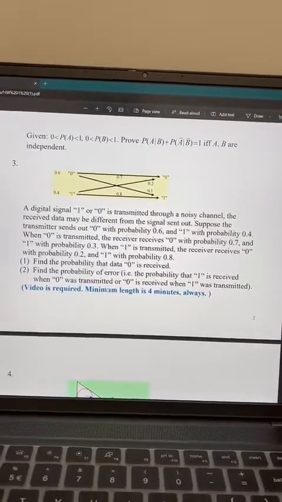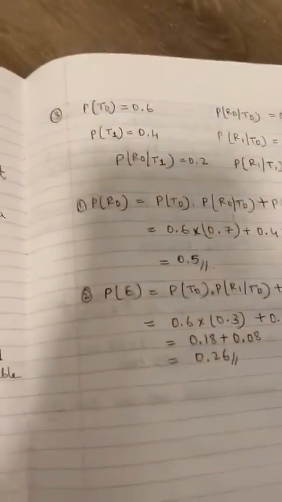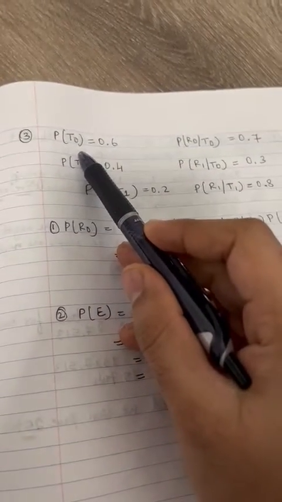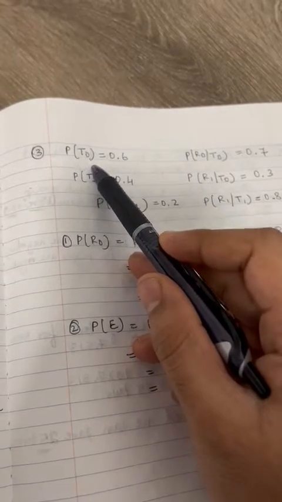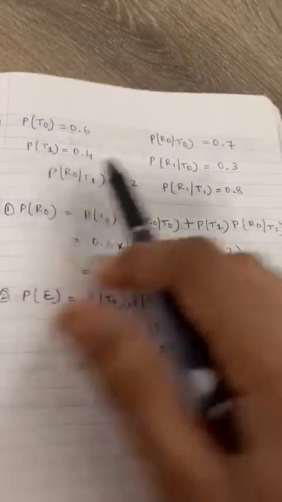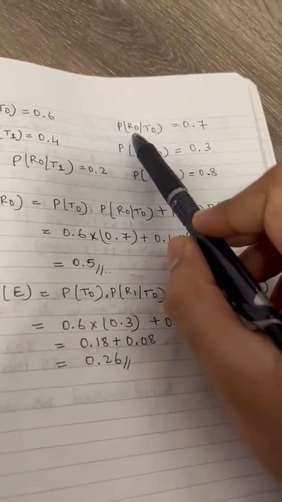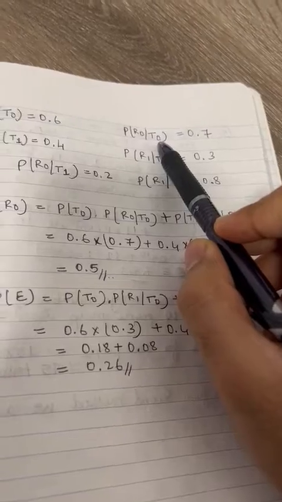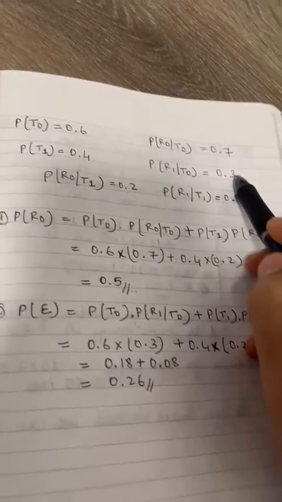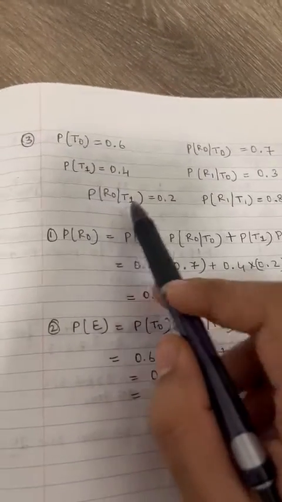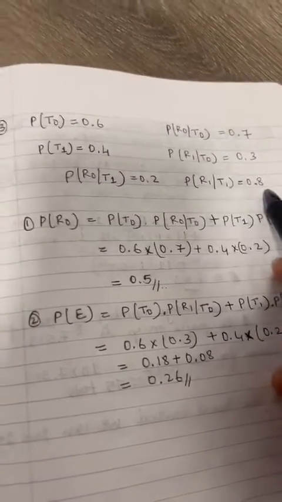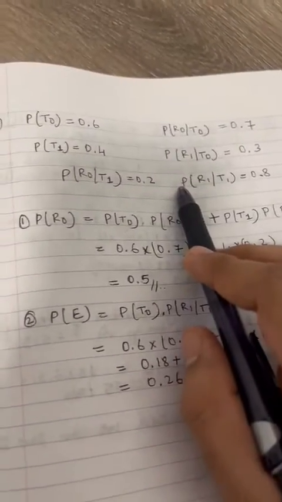Yeah, it looks a bit confusing, right? So I have done it in an easier way. We can note it like this. P of T0, the probability of 0 getting transmitted, is 0.6 and the probability of 1 getting transmitted is 0.4. The probability of 0 received when 0 is transmitted is 0.7, and the probability of 1 received when 0 is transmitted is 0.3. The probability of 0 received when 1 is transmitted is 0.2, and the probability of 1 received when 1 is transmitted is 0.8. Yeah, now it looks somewhat clear.